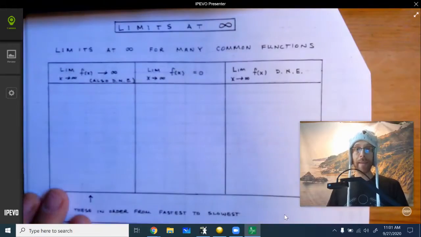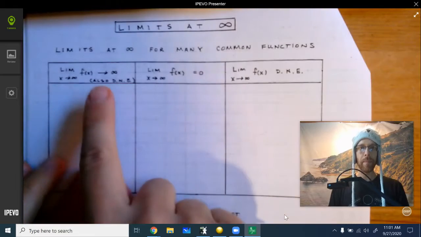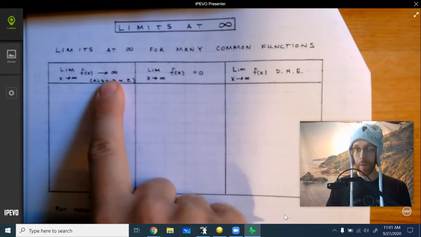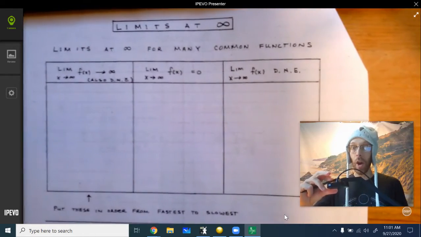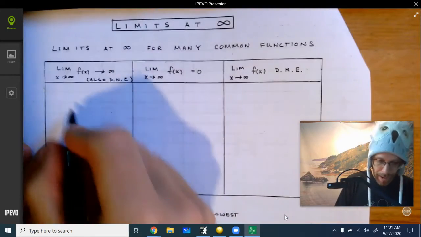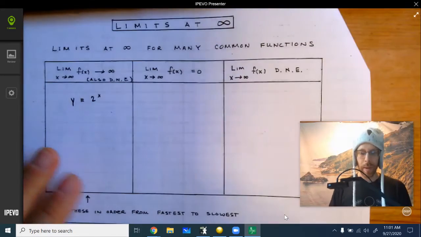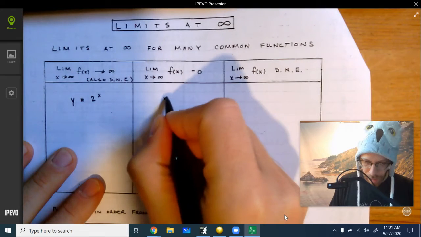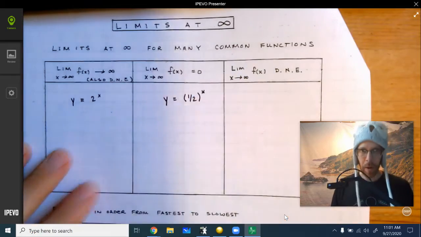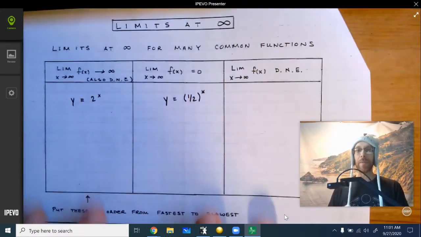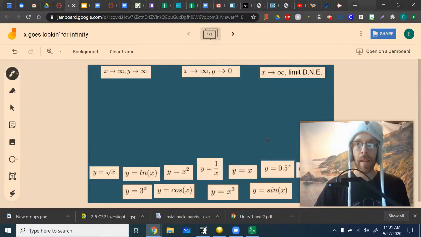All right, so with that in mind, here are 3 options for what can happen as x goes to infinity. Y can go to infinity, y can go to 0, or there can be no limit at all at infinity. So I'm going to add that I know y equals 2 to the x goes here. Do this in pencil, by the way. Y equals 1/2 to the x, where y goes to 0, goes here. And I'm going to ask you to add some functions to these lists. And those functions look like this.